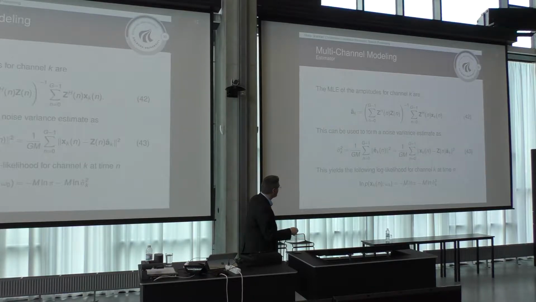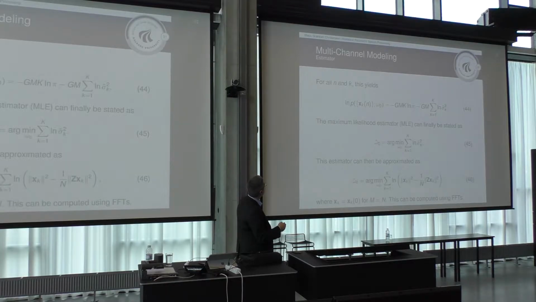And then we get something which is really simple for the log likelihood function for channel K in this expression here. So it just involves the log of this variance estimate here. For all channels and all snapshots, this yields this thing here. So we simply have something that's, well, that's a constant term, so we don't care about that. But we have something here which is the sum of the log of the noise variance estimate per channel. So the maximum likelihood estimator here is the one that minimizes the log of the noise variance estimate here.